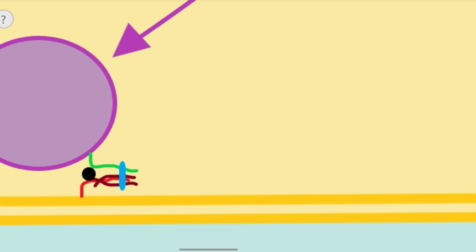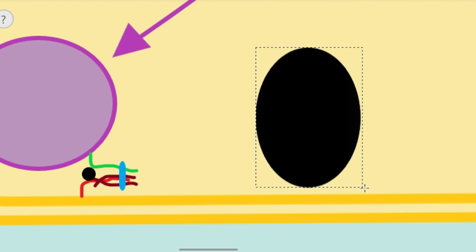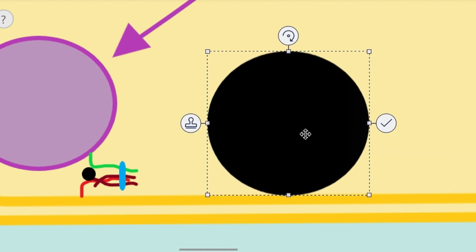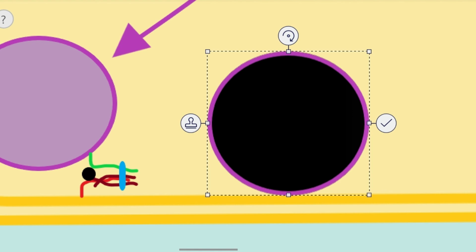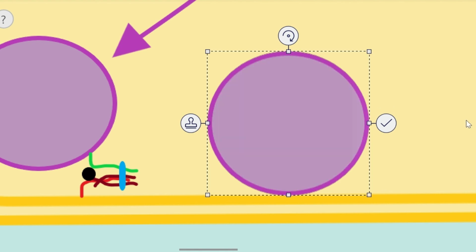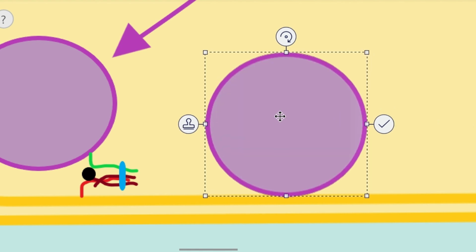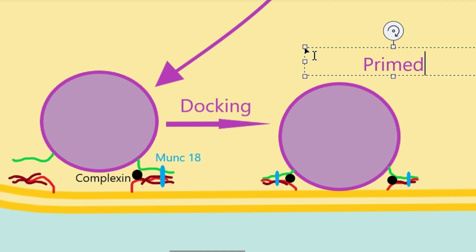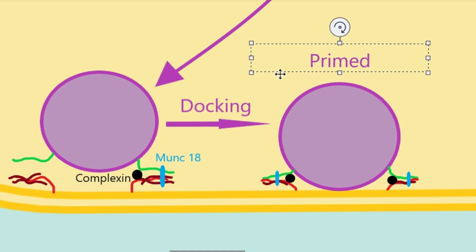And what that is going to result in is our vesicle here is going to get really close to the membrane, but it's not actually going to be able to fuse. And so what we now have is this vesicle here, which has been transported to the membrane, has been docked, and it's what we would call in the primed position, as it's ready and activated.